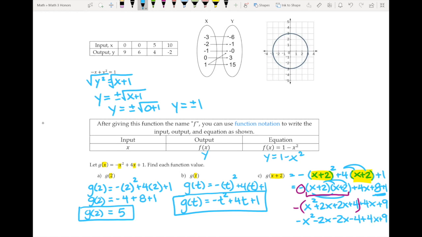Now I'll combine my like terms. So negative x squared, and let's see, I've got a bunch of x terms. Negative 2x and negative 2x is a negative 4x. Negative 4x and positive 4x is 0. So I'm actually down to 0 x's. I've got none of the plain x's. The negative 4 and the positive 9 add up to a 5. So I'm at negative x squared plus 5. This is my g of x plus 2.